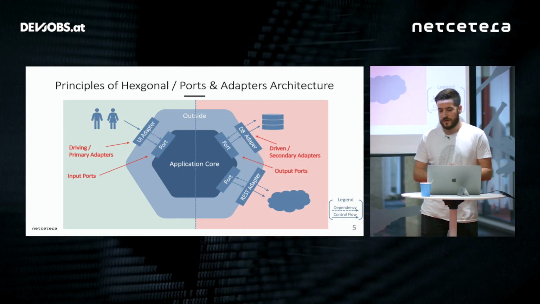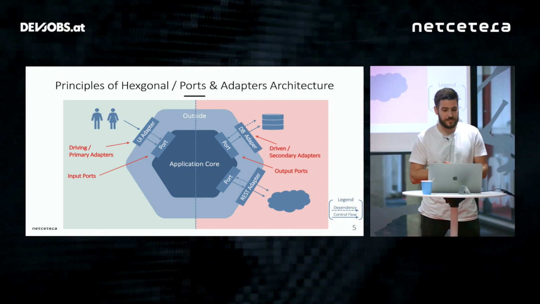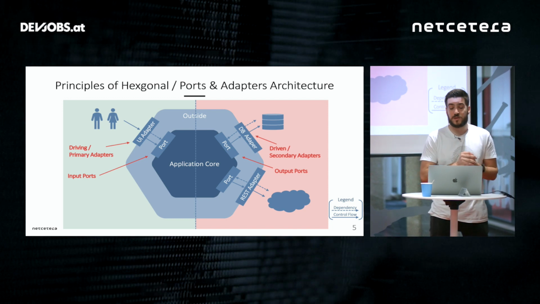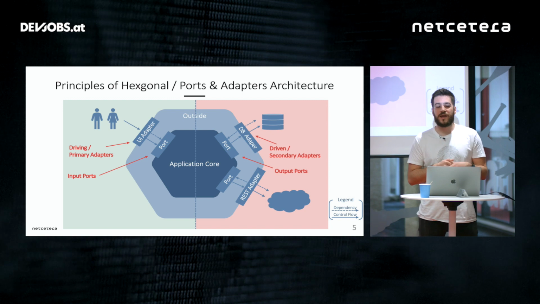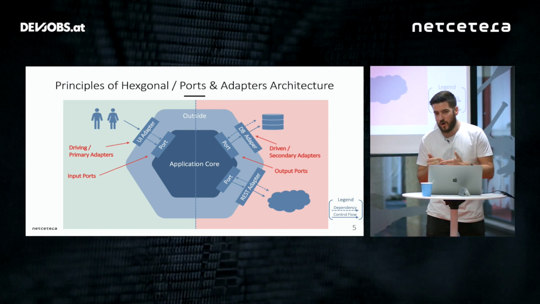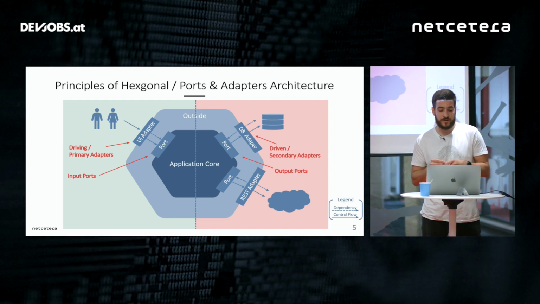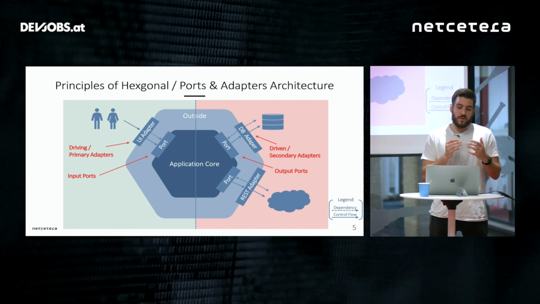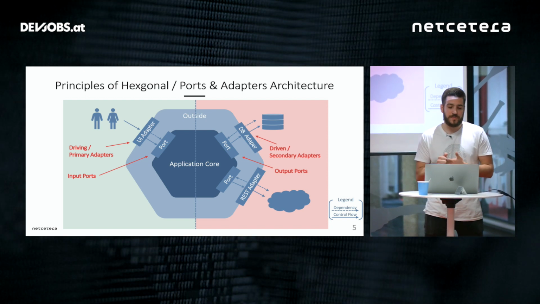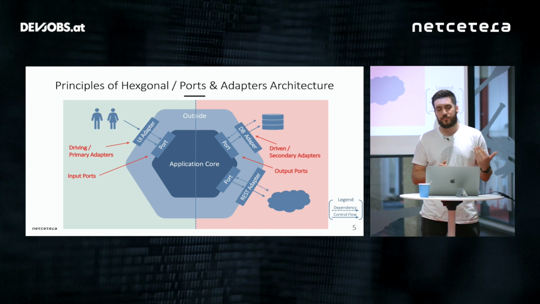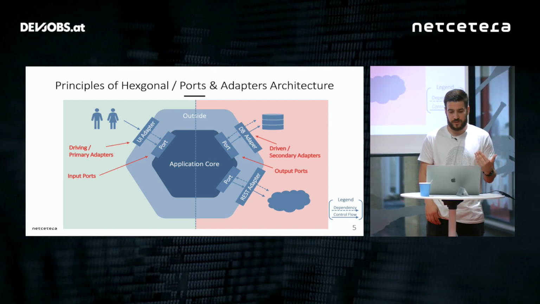So let's look at it a little bit closer by following the control flow of a usual user interaction. If some user of our system wants our system to do something, he calls the UI adapter. So therefore the adapters which drive our application, telling our application to do something, are called driving or primary adapters. In order that the UI adapter can do something, the application core offers some input ports. These input ports accept some commands and queries to be executed towards our system.